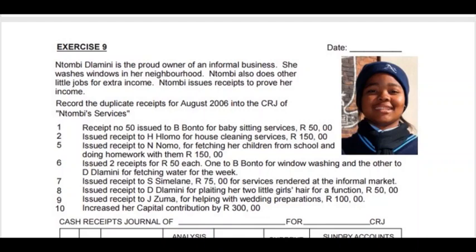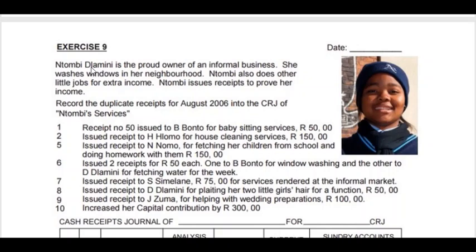As promised, this is an explanatory video on exercise 9 in your textbook. It's on page 46 in your textbook and it looks like this. Today, I'm going to show you how to complete a cash receipts journal for an exercise where we don't give you receipts, but we give you the transactions in a list that looks like this. Something that's important is, first of all, you need to read the information part of the exercise.